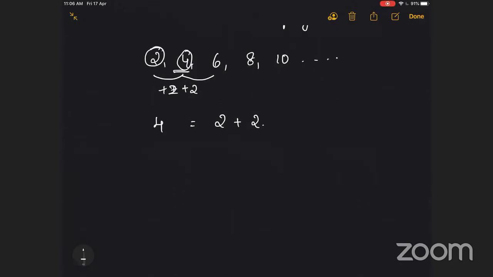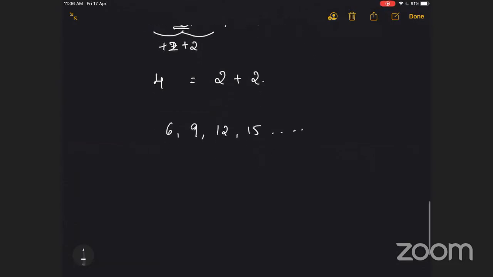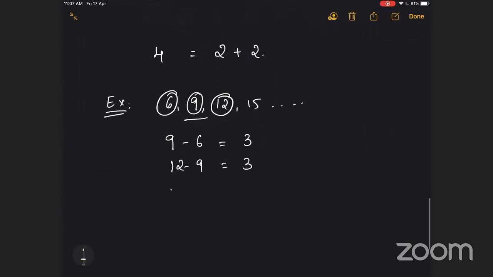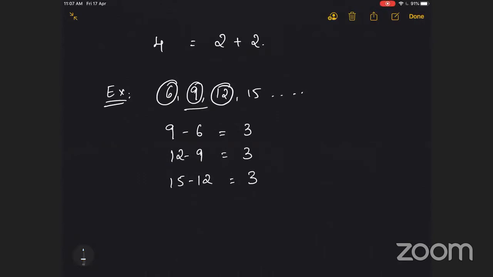So for example, if we see another AP, which is 6, 9, 12, 15, and so on. In this example, 9 minus 6 is 3, a fixed value. 12 minus 9 is 3. 15 minus 12 is 3. So if we subtract the term with its preceding term, we are getting the same number.